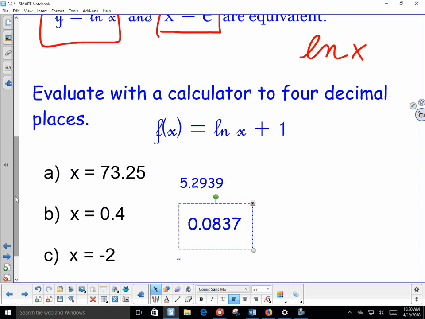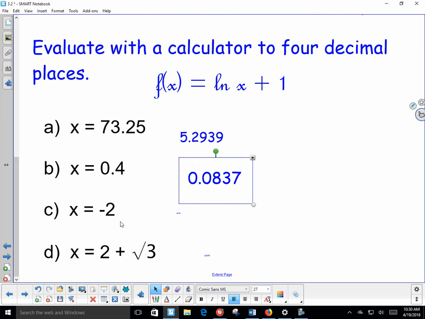Okay, how about if we plug in -2? Not real. Why not? We're not allowed to plug in negative numbers into our ln functions or any kind of log functions. The domain is 0 to positive infinity. No fair plugging in negatives. All right? And, well, we could plug this last one in, but you get the idea.